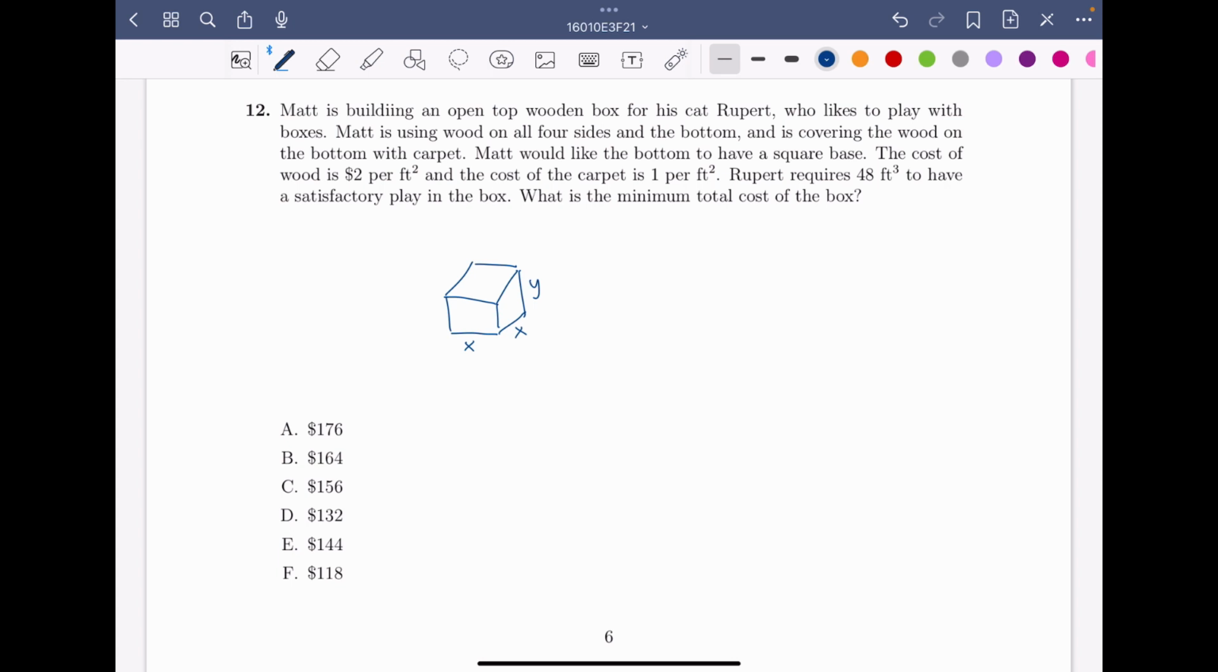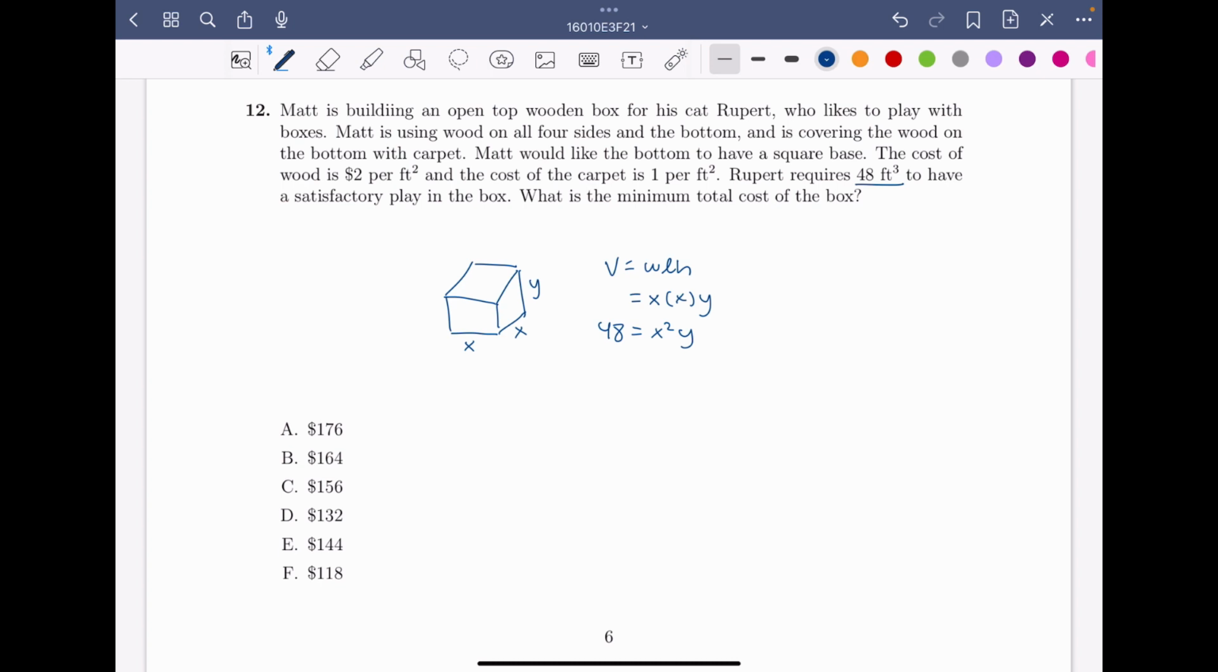We know that Rupert wants a volume of 48 feet cubed, so if we use the variables in this drawing, the volume is width times length times height. In this case that would be x times x times y, or x squared times y. We can set that equal to 48 because that's the size that Rupert wants his box to be.